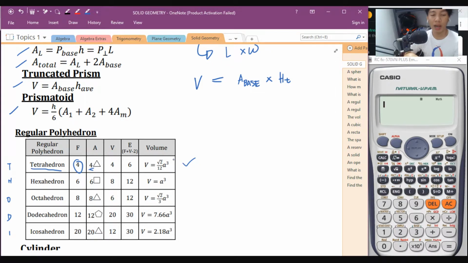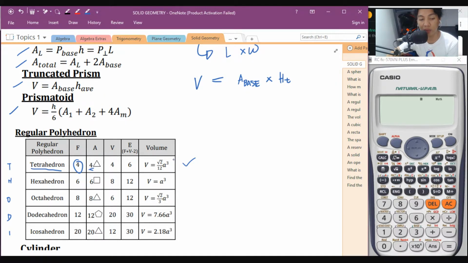Now, a regular hexahedron. From the word itself, hexa, ibig sabihin you have 6 faces. 6 faces which has a square face. Okay? 6 square faces para makuha mo yung kanyang surface area. How about yung V? Yung kanyang vertices, you have 8 vertices and then 12 edges. How about the volume? Since that is a hexahedron, meron dyan is A cube.